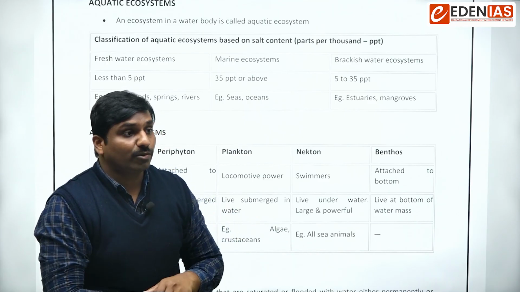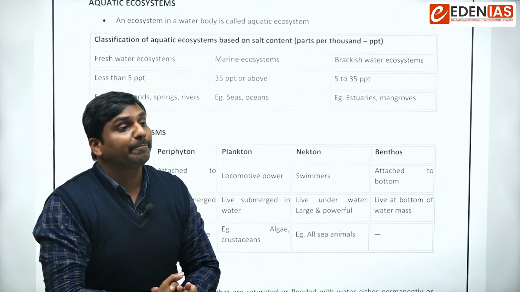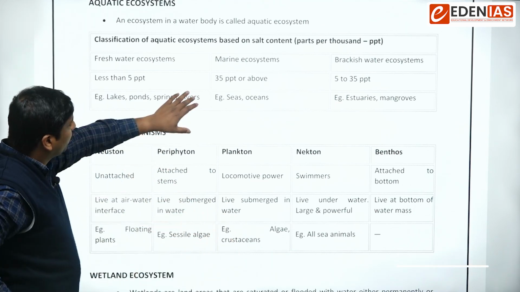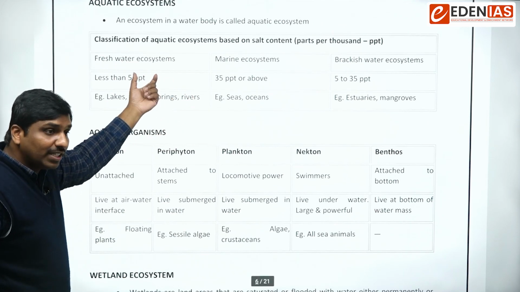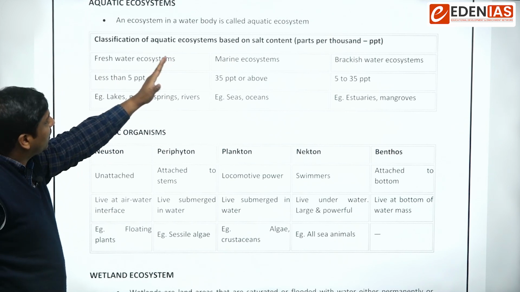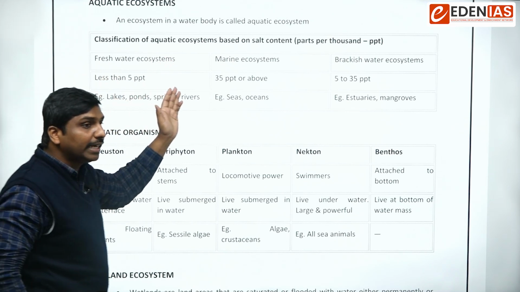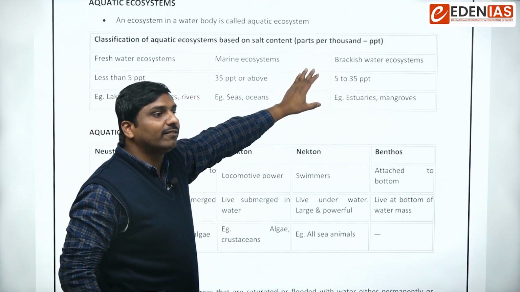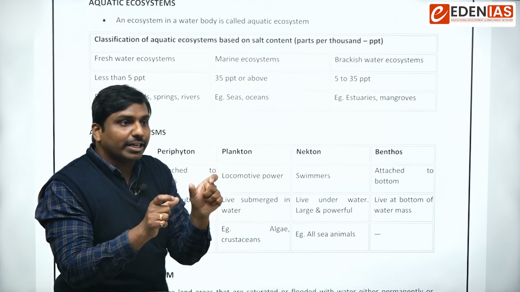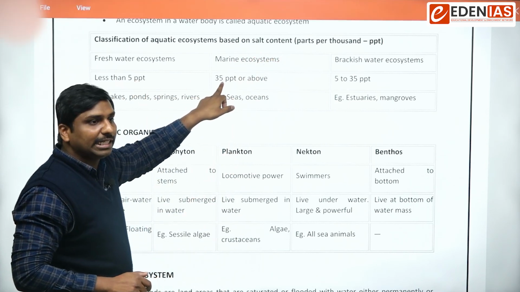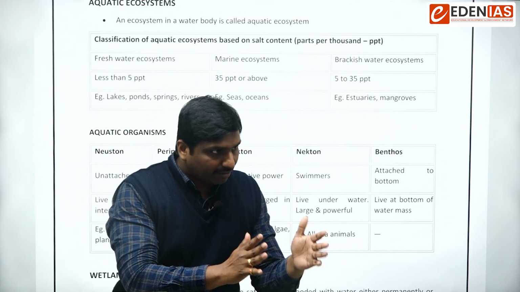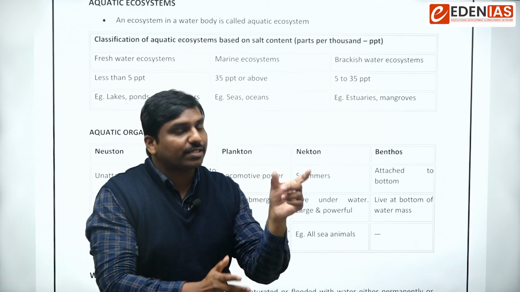When we talk about aquatic ecosystems, we can classify them based on the salinity of the body. If the salinity is less than 5 parts per thousand, then it becomes a freshwater ecosystem. If the salinity is beyond 35 ppt, then it becomes a marine ecosystem. And if the salinity ranges between 5 ppt and 35 ppt, then it becomes a brackish water ecosystem. The logic is simple. The criterion here is salinity.